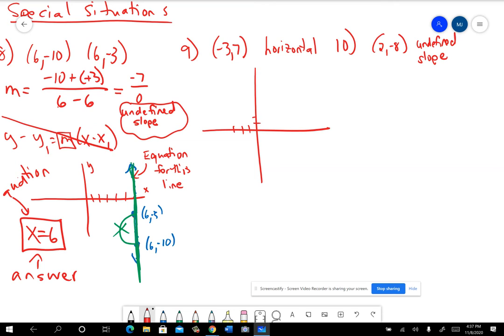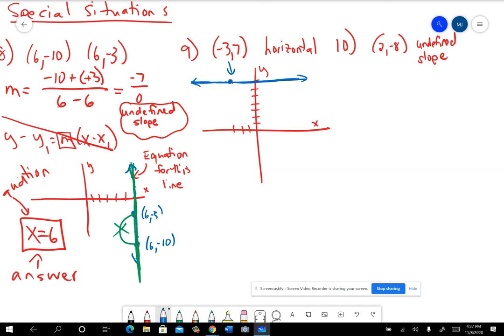Here would be the point negative 3, 7. Wouldn't it? It'd be right here. If your line is horizontal, isn't it going to be this way? This is horizontal, right? Okay. So you have your y-axis and your x-axis, and you're trying to get this line that passes through the point negative 3, 7.